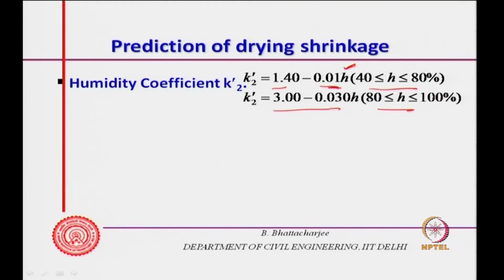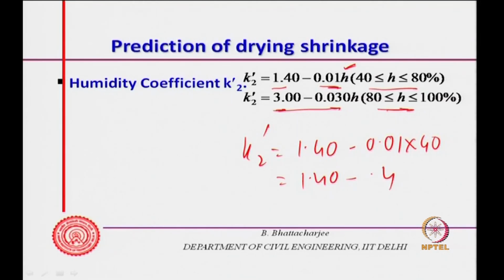In fact, this will be much less, as one can see. For 80 to 100% humidity, the K2 factor would be 3 minus 0.03 H, where H is the relative humidity. So, this formula is given. For example, take 40% relative humidity. So, K2 dash would be equal to 1.40 minus 0.01 into 40, which would be simply 1.40 minus 0.4. 1% of 40 is 0.4.